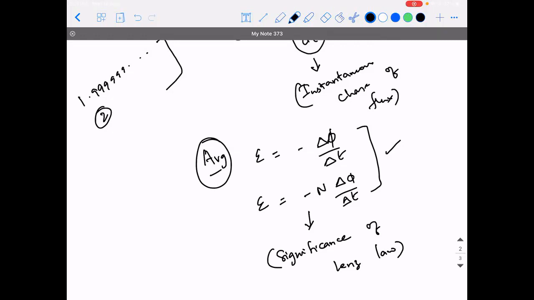So that is the significance of Lenz's law. What is Lenz's law? We will discuss that next.